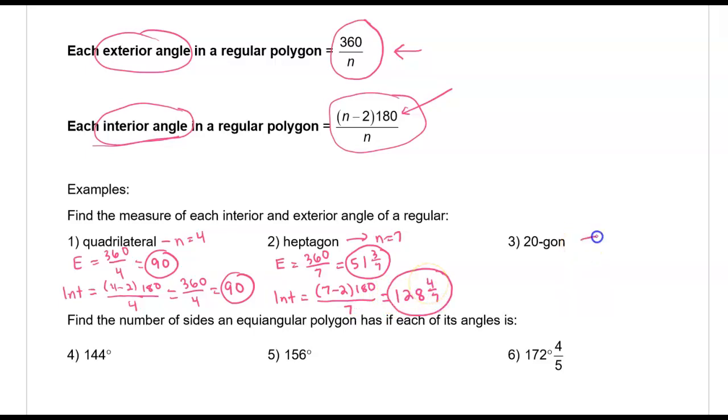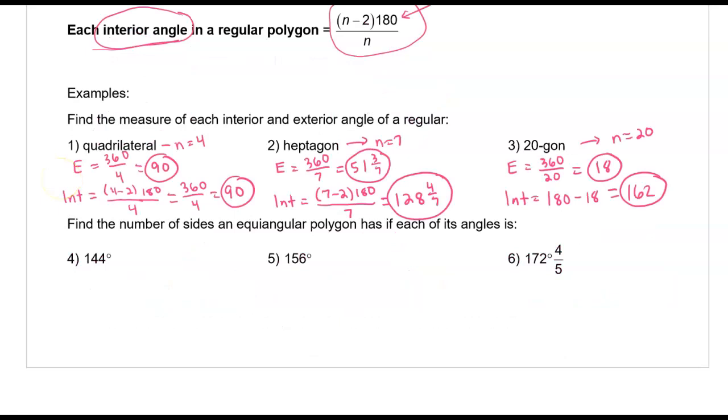Number 3, n is obviously 20. The exterior angle is 360 divided by 20, which is 18. The interior angle, you can find the supplement of 18, or you can do the interior sum divided by 20. I will do the supplement on that last one.